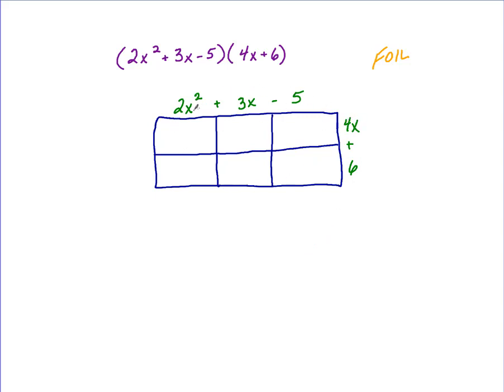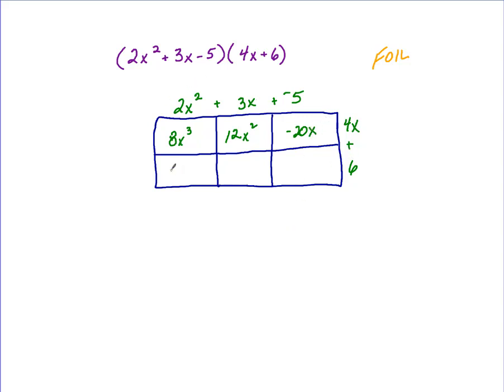4x times 2x squared, well, 4 times 2 is 8. X times x squared is x cubed. 4x times 3x, 4 times 3 is 12, and x times x is x squared. 4x times, and we're taking 5 away, and what I always recommend to my students is think of that as a negative 5. So 4x times negative 5, 4 times negative 5 is negative 20x.